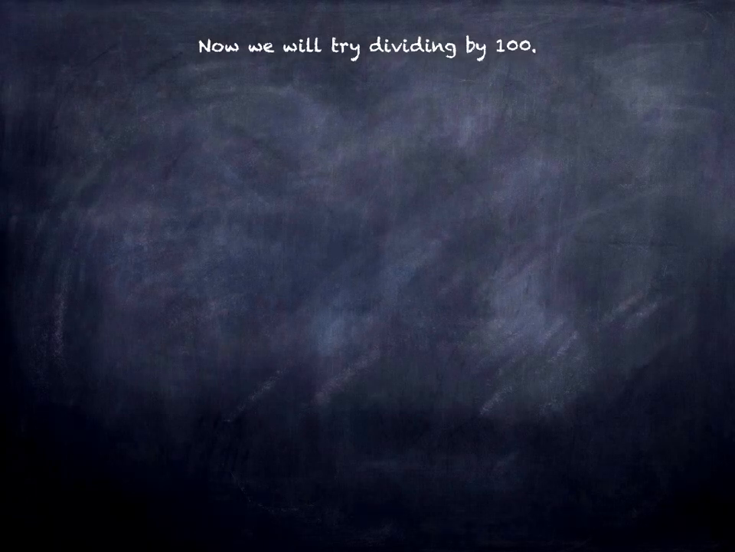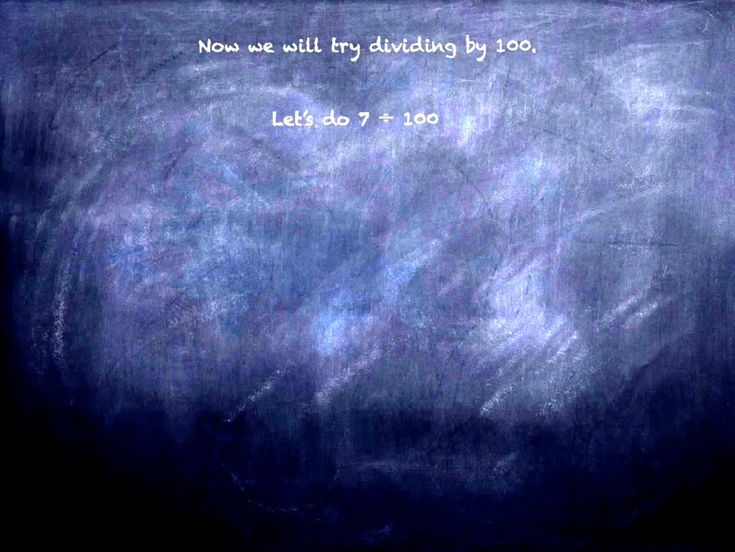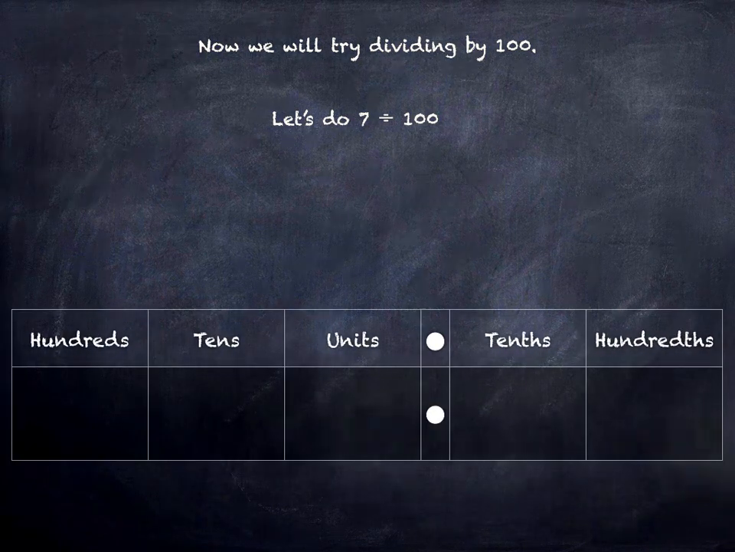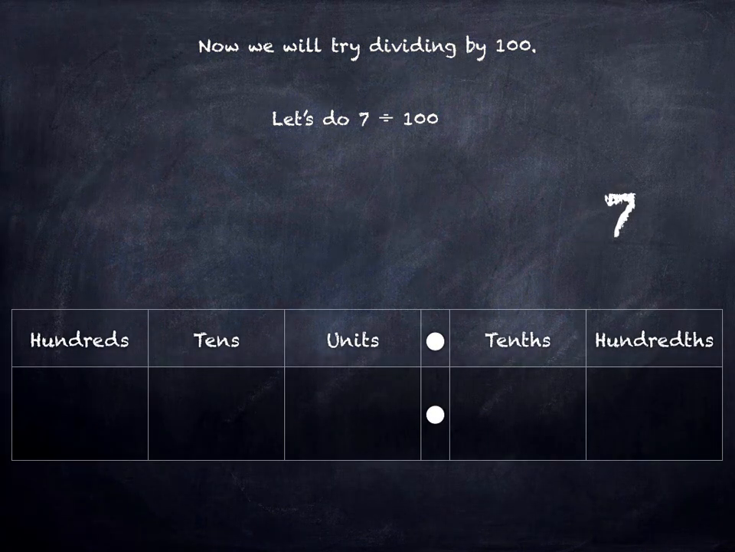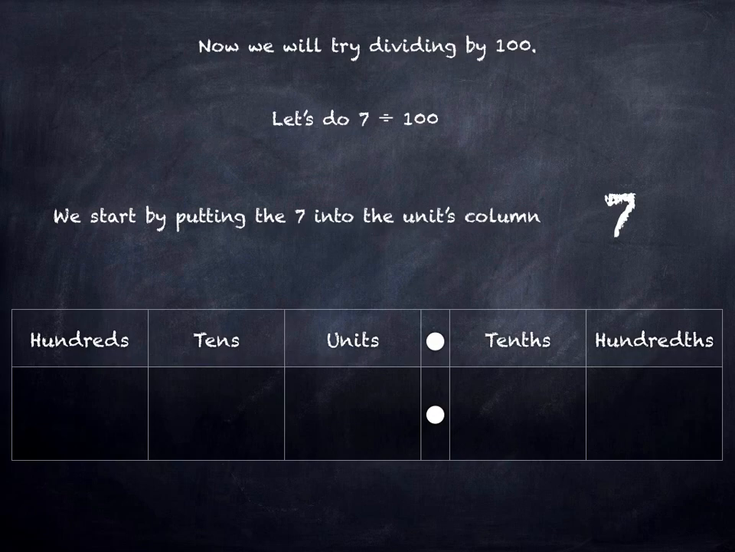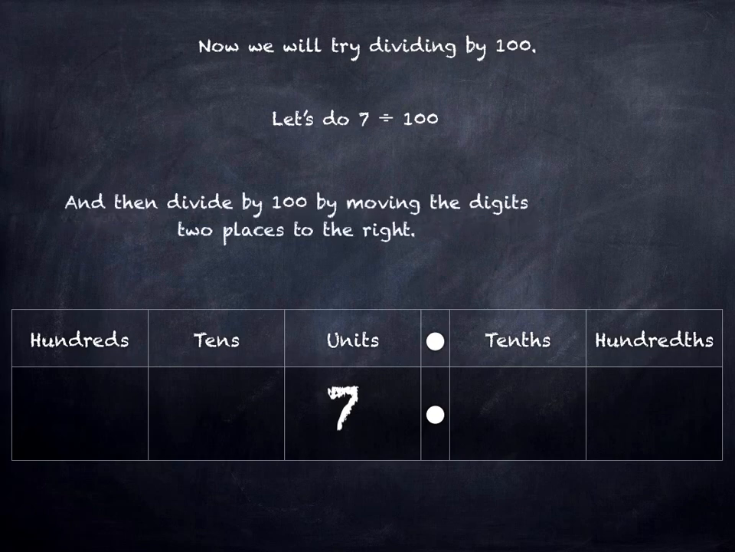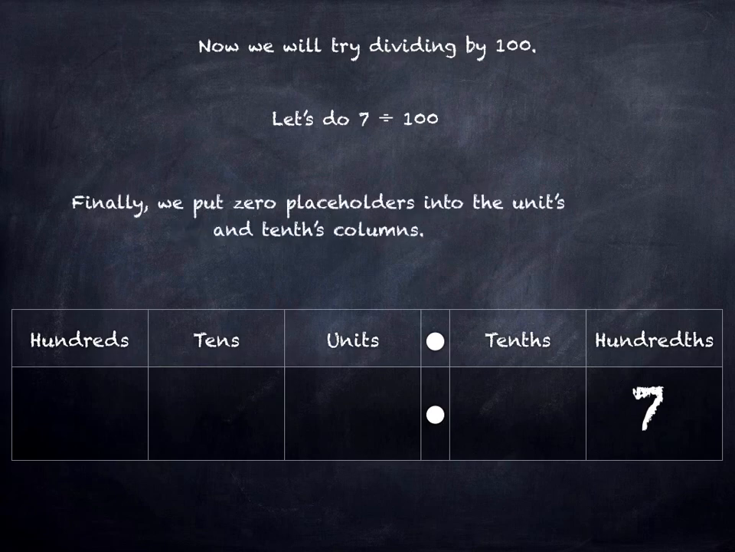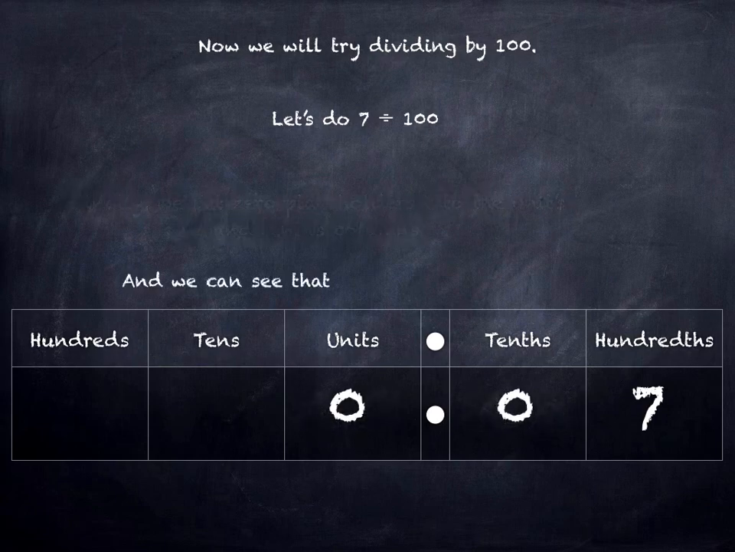Now what about if we're dividing by 100? So let's take our 7 again, and this time divide 7 by 100. We start by putting the 7 into the units column again, but this time we're dividing by 100, so we're going 2 places to the right. There we go, 1 place, 2 places, pop in some zero placeholders, and we can see that 7 divided by 100 is 0.07.